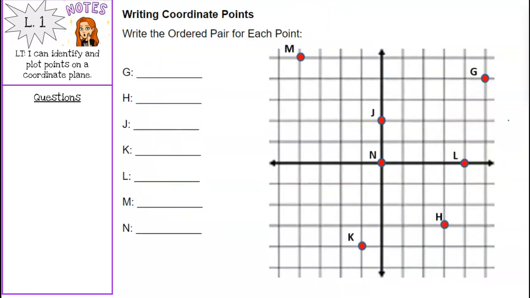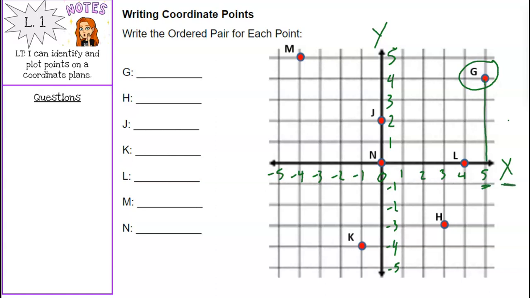The last piece is being able to write coordinate points for a given ordered pair. So again, if you would like, you can pause this and number your coordinate plane. And we'll write some ordered pairs. So our ordered pair for G is first our x number. Our x number is 5 because it lines up with 5 on the x-axis. So our first number is 5. And then our second number will be 4 because it lines up with 4 on the y-axis.